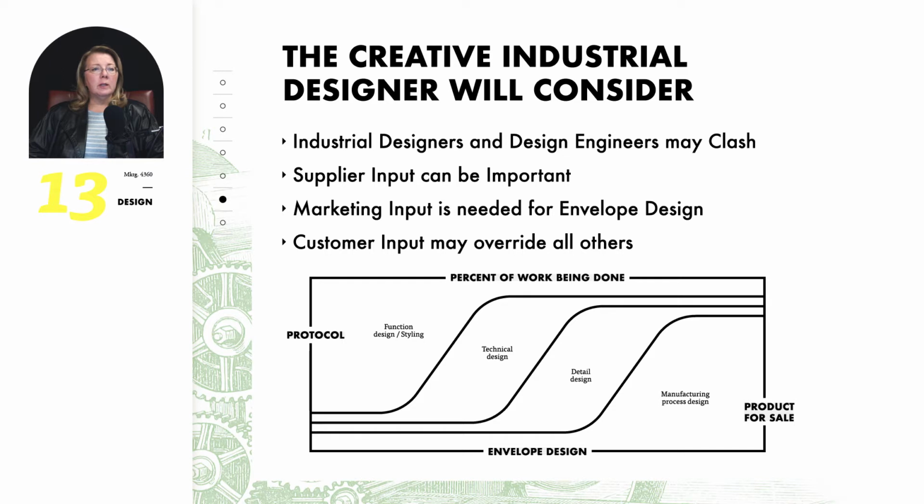And so in between there, you've got to come up with the functional design of the product, which then needs to be taken to the technical design level. And then we go further to look at the detail design of the product. And then finally, you've got to figure out how to manufacture. What does the manufacturing process need to look like? What's the design of that part of the process?